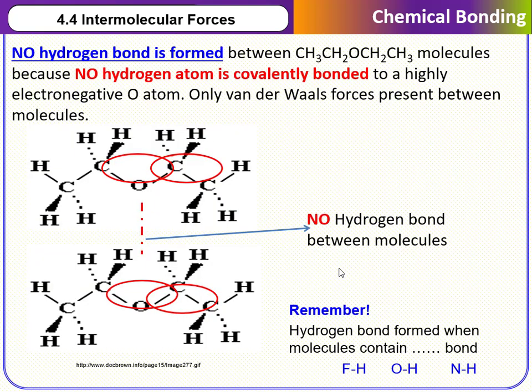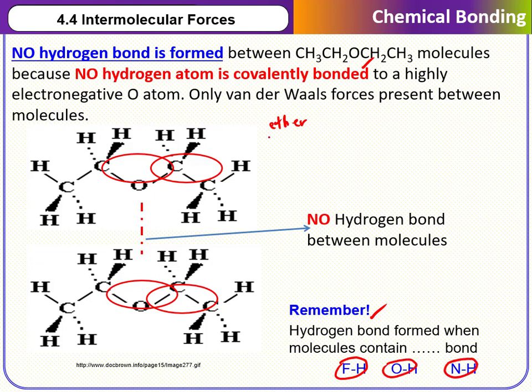Next is an example of ether. No hydrogen bond is formed between ether molecules. Why? Because no hydrogen atom is covalently bonded to a highly electronegative oxygen atom. What is the condition to form hydrogen bond? Remember, hydrogen bonds form when molecules contain H with F, or H with O, or H with N.